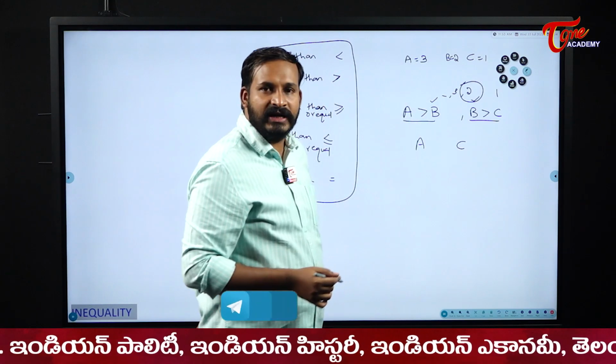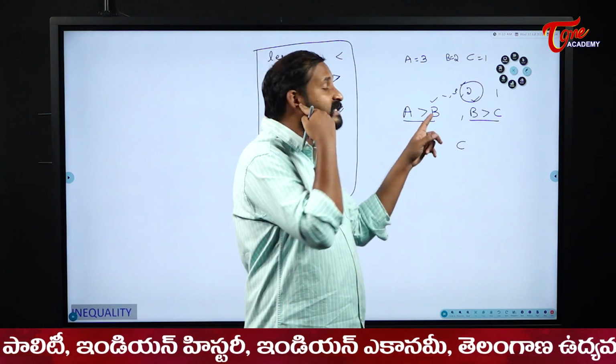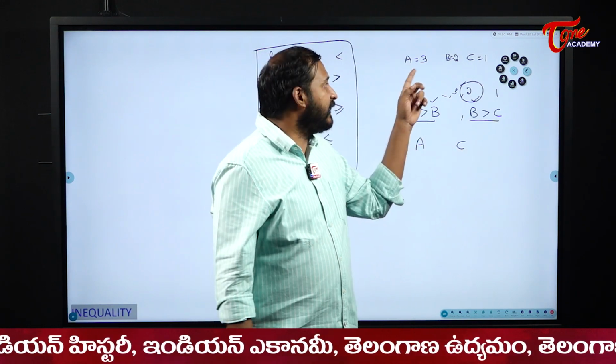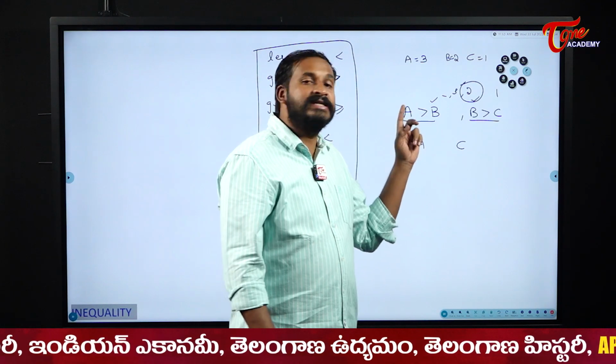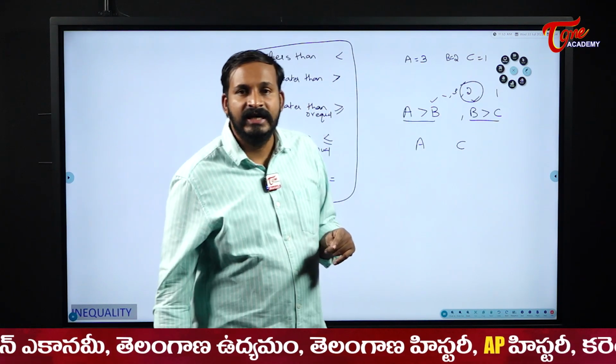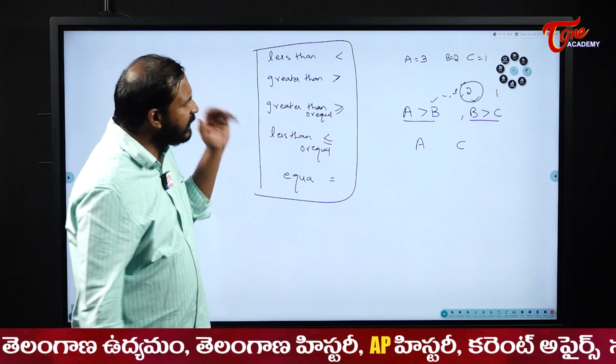Can I take the A value as 1 here? No. Why? Because A is greater than B. Can I take A as 2? No. Why? Because A is greater than B. So, definitely I should take A as 3 or more. From 3, I can take any value.